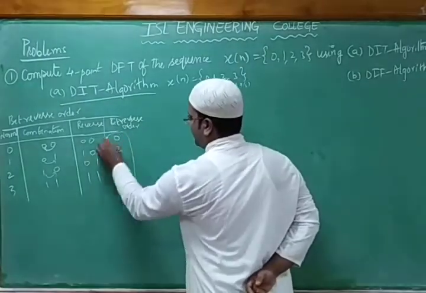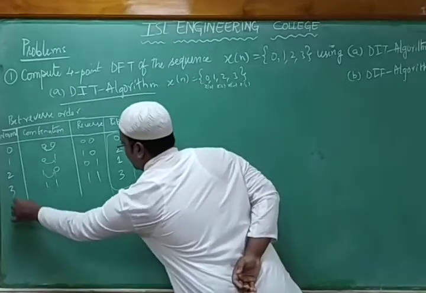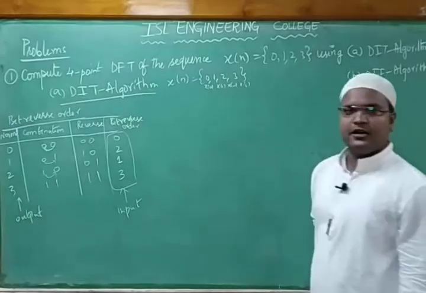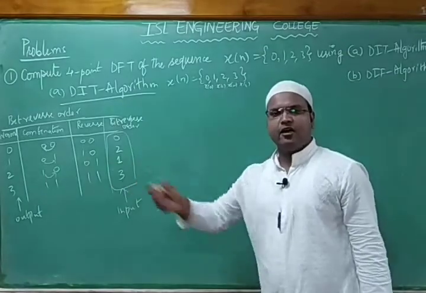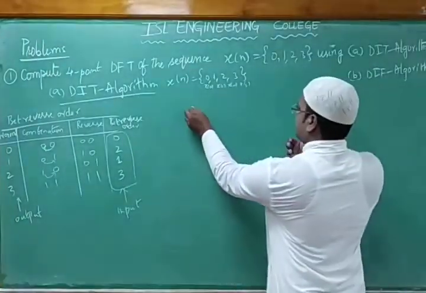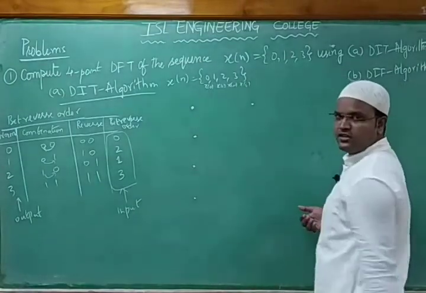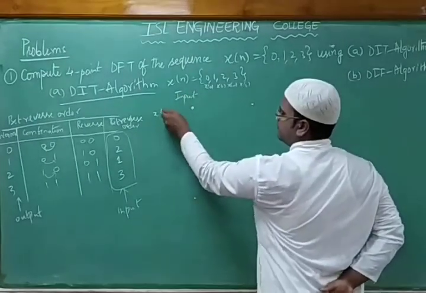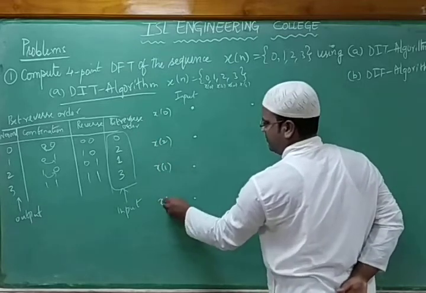When we are writing in DIT FFT, this is your input bits and this is your output bits. When we discussed radix 2 DIT FFT, we stated that the input should be in bit reverse order and the output is in normal order. So first I'll try to draw the graph for it. I'm taking 4 points, 1, 2, 3 and 4. What is the first input? I'm writing the input values: X of 0, then X of 2, then X of 1, then X of 3.